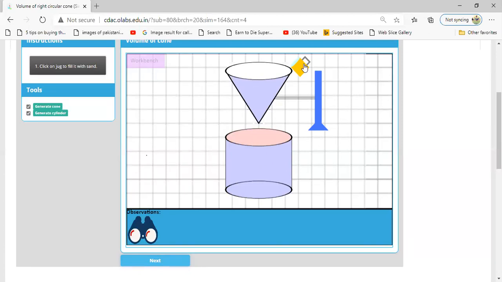Yes, this is a check. You can click on this. It will fill the sand in the cone. Okay, now click on the sand.